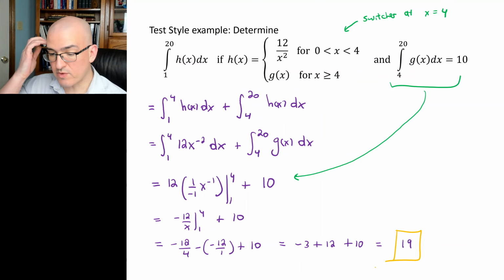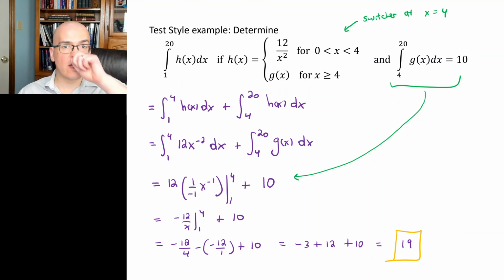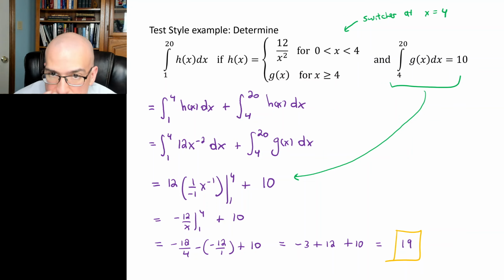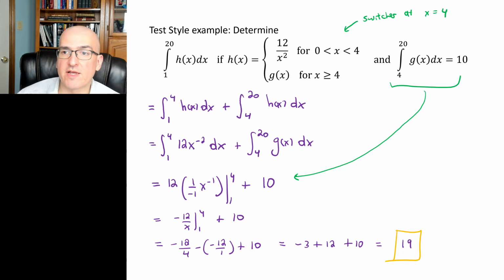So the important thing when working with piecewise functions and integrals is to look at where the function switches and split your integral at that location. And in this problem we had an extra wrinkle of sorts, in that we didn't know what g of x was, but we didn't need to. We were told what the integral from 4 to 20 of g of x was, and that was all that we needed. See you next time.